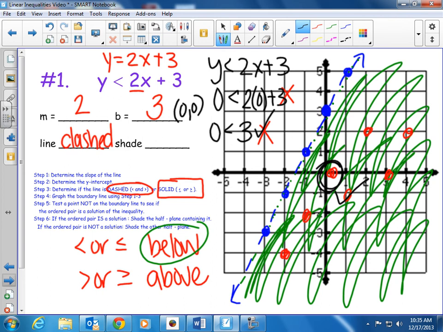I could test one of these points right here that's in my not shaded area, and when I plug it into my inequality, I should get a false statement because it is not included in my solution. Okay, let's take a look at one more.